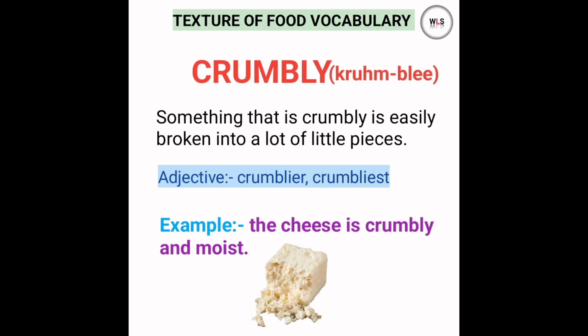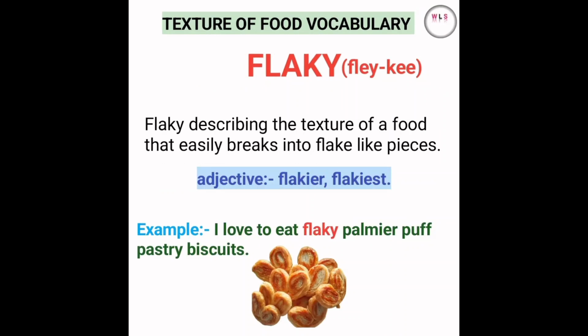Next is crumbly. Something crumbly is easily broken into a lot of little pieces. For example, the cheese is crumbly and moist. Next is flaky, usually used to describe a pastry with many layers. For example, I love to eat flaky palmier puff pastry biscuits.